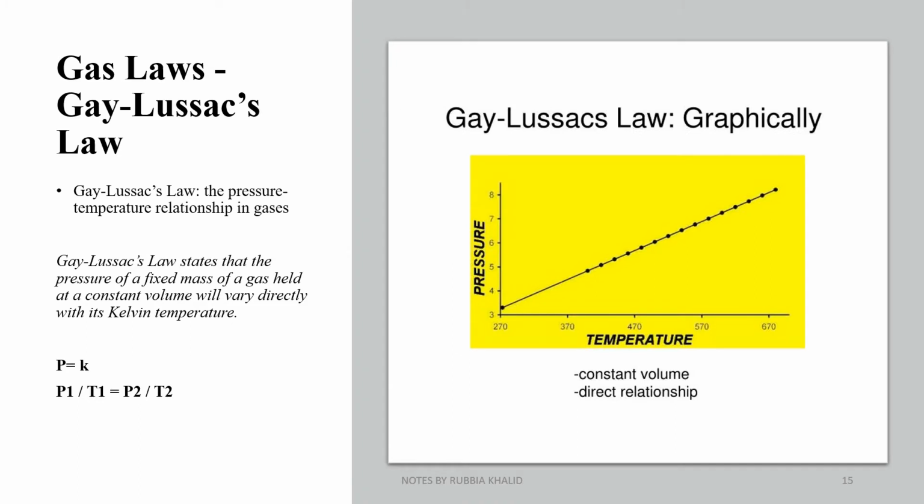Third gas law, Gay-Lussac's law. It describes the relationship between pressure and temperature. It states that the pressure of a fixed mass of a gas held at a constant volume will vary directly with its Kelvin temperature. So pressure and temperature have a direct relationship, and in this case volume is kept constant. So pressure 1 divided by temperature 1 equals pressure 2 divided by temperature 2.